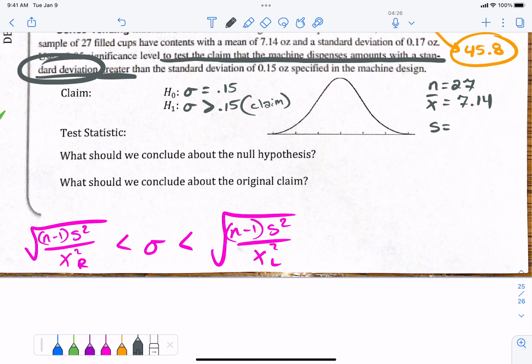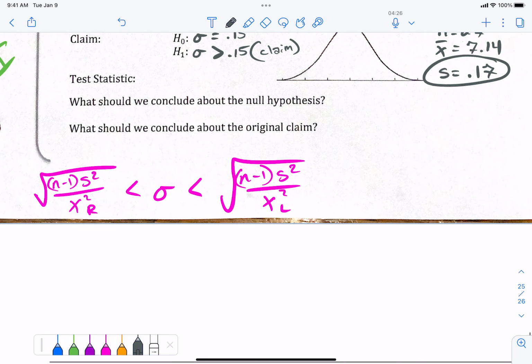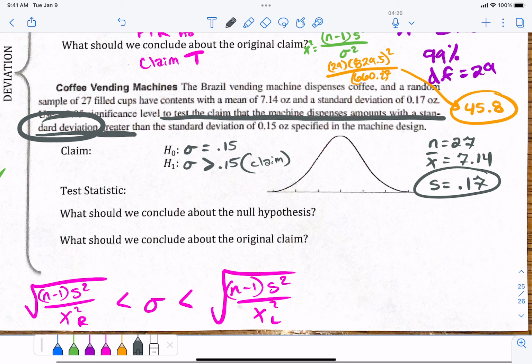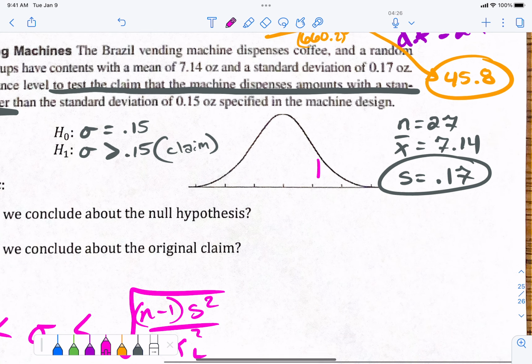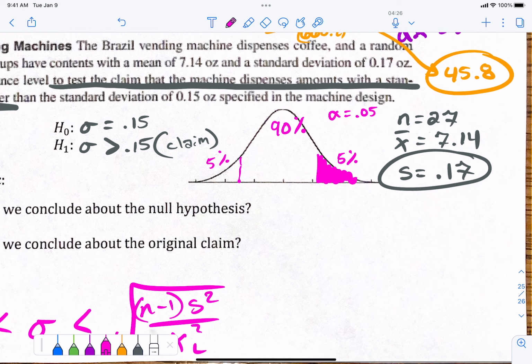The standard deviation that I have is 0.17, which is in fact greater than 0.15. But is it just for my sample, or is it greater than in all cases? That's what we're trying to decide. So we're doing this confidence interval method style. Here we go. Let's fill my bell curve in. We've got greater than, which is right tail. The alpha value is how much? 5%. We use 5% a lot. 0.05. So all 5% goes here, which means 90% in the middle.